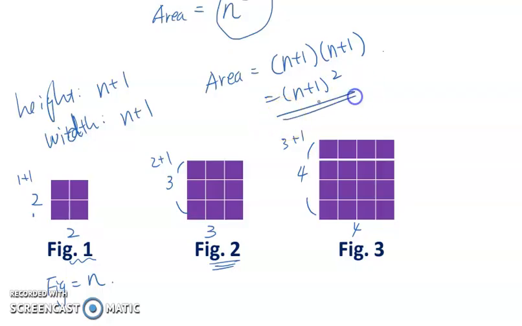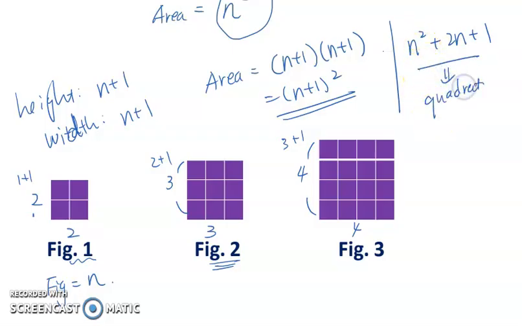You can leave the expression like this, or if you want to expand it, that's totally fine. That will give us n squared plus 2n plus 1. Again, when you expand it, it's a lot clearer because we have n squared, the highest power of 2. This is a quadratic, so therefore we call this one a quadratic pattern.